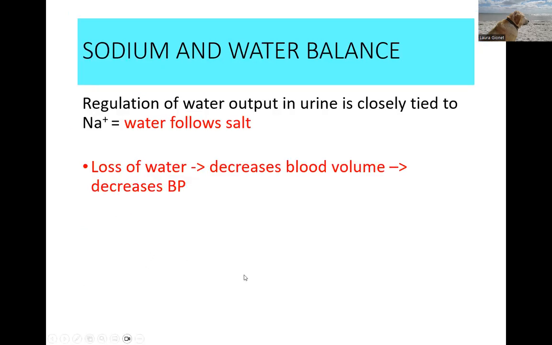Right, so sodium and water balance: regulation of water output in urine is closely tied to sodium. Where sodium goes, chloride goes, and where salt goes, water goes. Loss of water decreases your blood volume and decreases blood pressure. So if we're losing a lot of sodium chloride in urine, water is going to follow. We're going to decrease blood volume and blood pressure, and that may be on purpose. We may want to do that because the blood volume is too high, and maybe the blood is kind of dilute, like hypotonic.